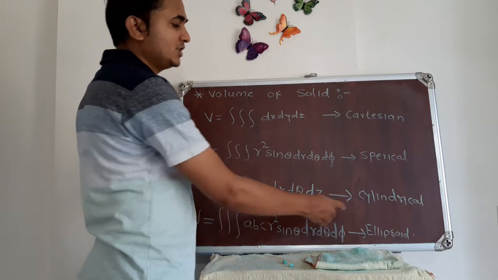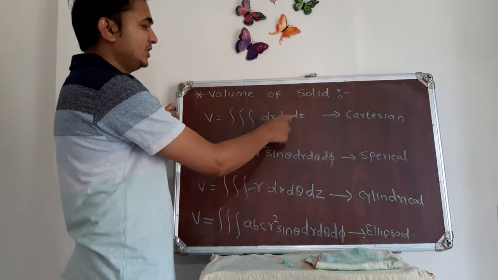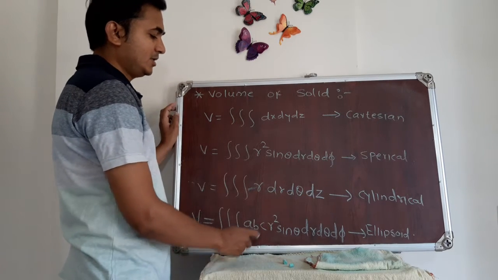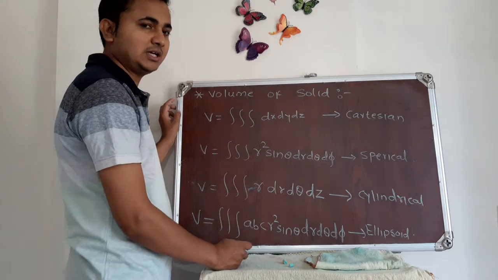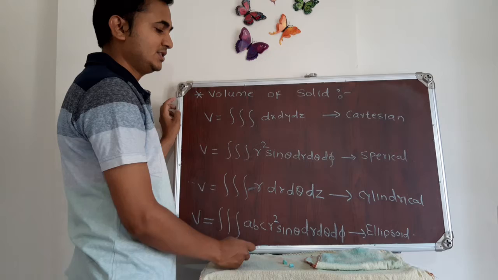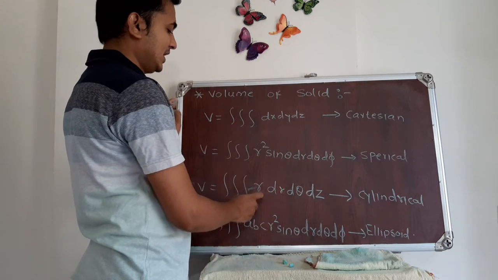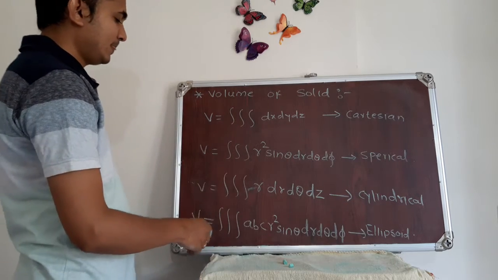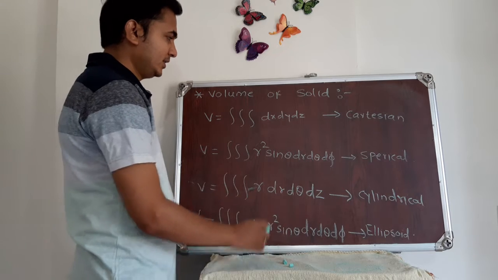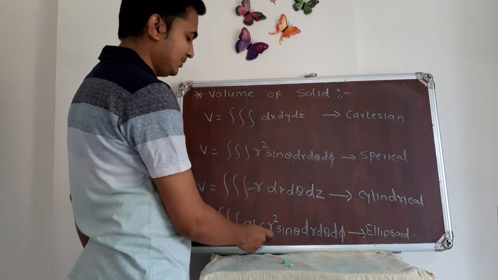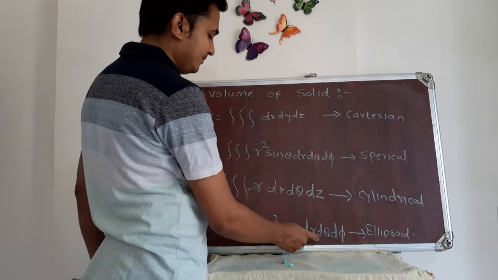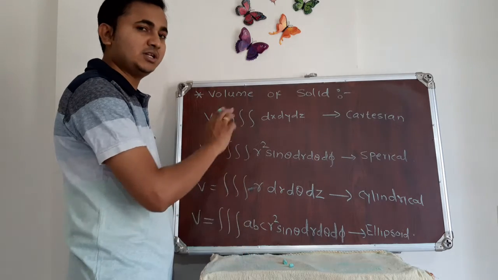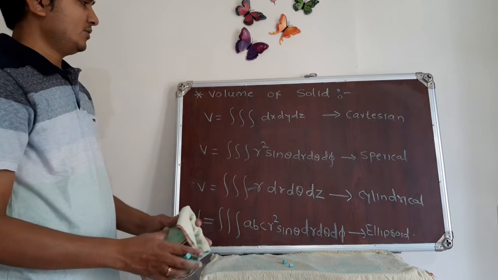In the third case, if you are using the cylindrical coordinate system, then dx dy dz becomes r dr d theta dz, because here the substitutions are x equal to r cos theta and y equal to r sin theta, and z as it is. So this is r dr d theta dz for cylindrical. And let me mention a fourth also. If you want to find the volume of an ellipsoid, then dx dy dz becomes abc r square sin theta dr d theta d phi. The substitutions for x, y, z were mentioned in the last lecture.